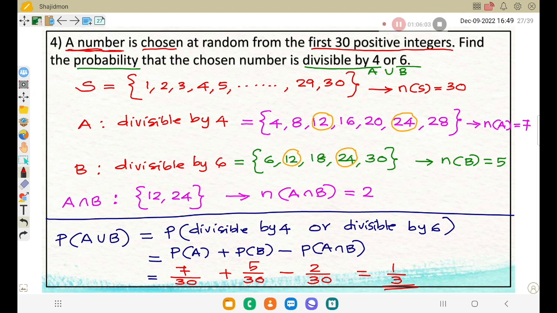So that is the question: number divisible by 4 or divisible by 6. Divisible by 4 means A, or means union, divisible by 6 means B. So you can get this answer.